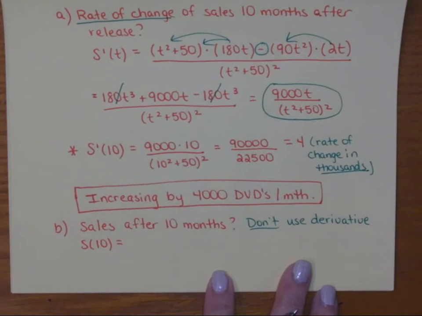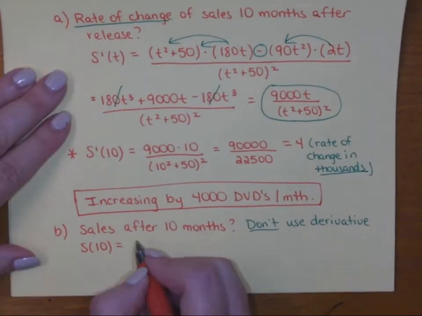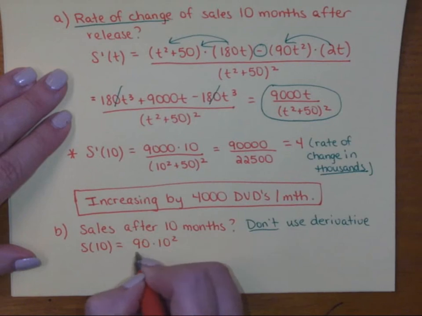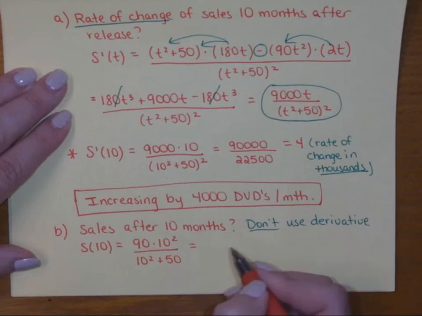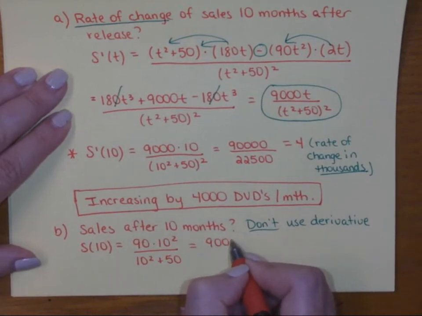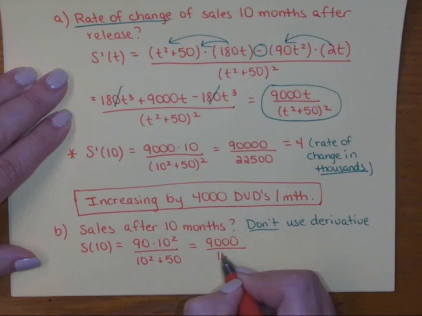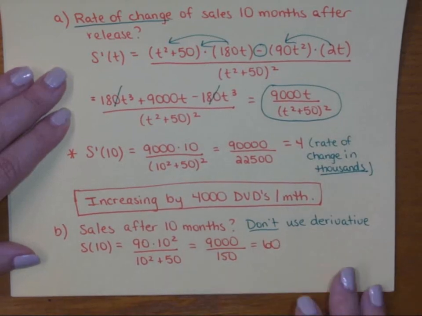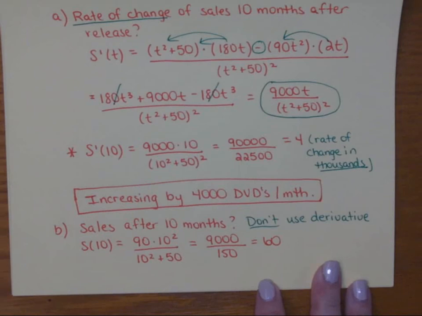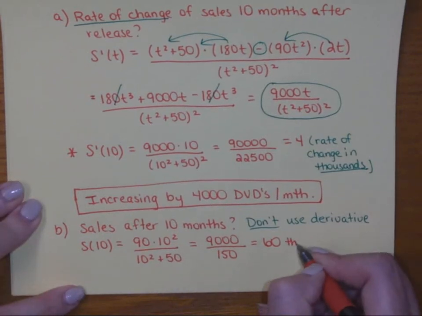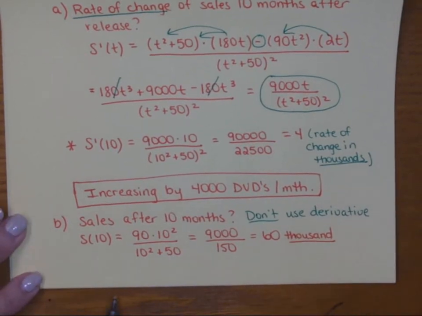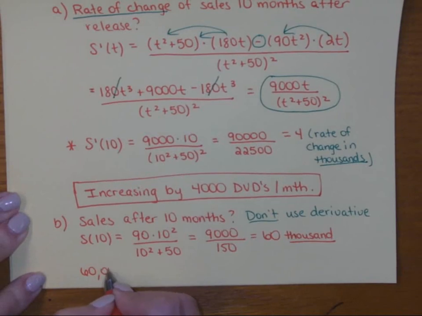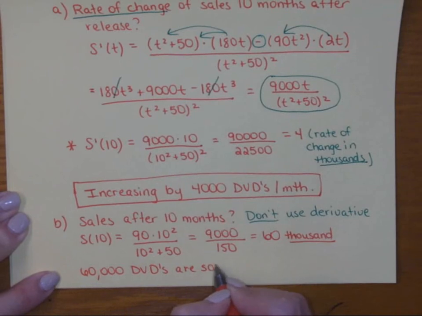That's our sales, right? If you want to know the sales equation, it's what we were originally given. So it would be 90 times 10 squared over 10 squared plus 50. So in the end, you'll get 9,000 over 150. So you'll get an answer of 60. But remember, this is not 60 DVDs. That wouldn't be very many, right? It's actually 60,000. So this means that there are 60,000 DVDs that are sold in the 10th month.